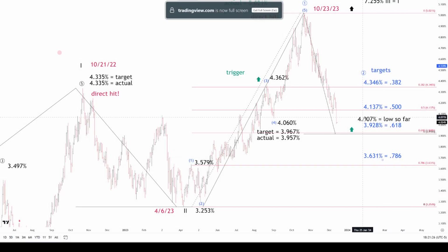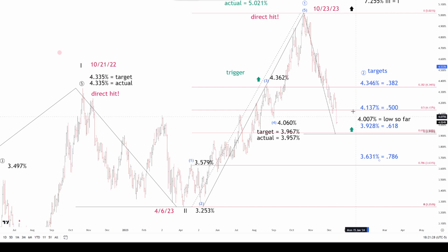There we go. You can see that the wave 2 decline has gone past the 382 and is currently sitting between the 50 and the 618 retracement. The current low is 4.007. Okay, the 618 is just below at the 3.928.